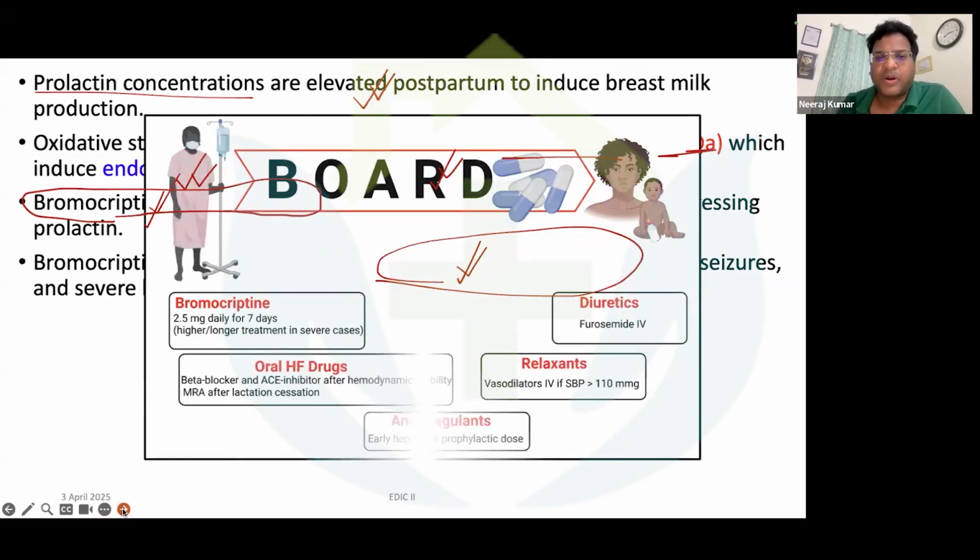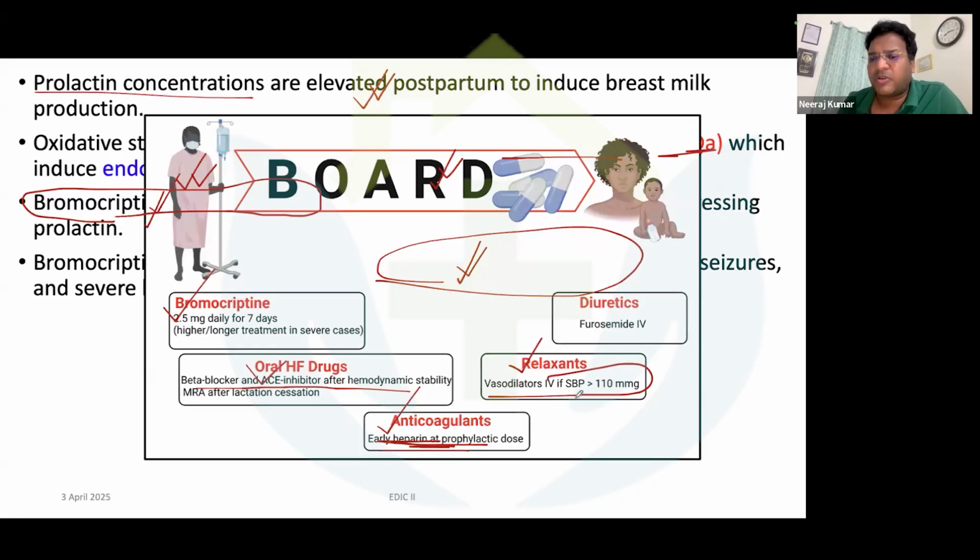Now coming to the BOARD regimen that is used for management of PPCM. Now what is this BOARD? B stands for bromocriptine 2.5 milligrams daily for 7 days. O stands for oral heart failure drugs like beta blockers and ACE inhibitors after hemodynamic stability. A stands for anticoagulants, early heparin at a prophylactic dose, because these patients are at increased risk for venous thromboembolism. R stands for relaxants like vasodilators, only if your systolic blood pressure is more than 110 millimeters of mercury. And D stands for diuretics, furosemide can be used. So this is the overall treatment.